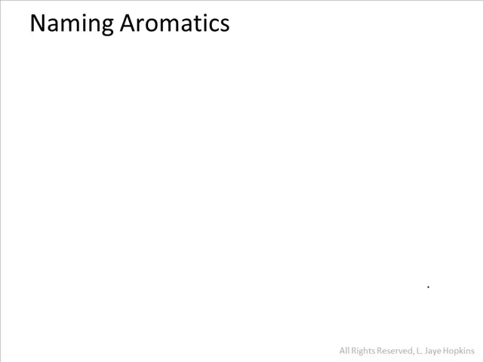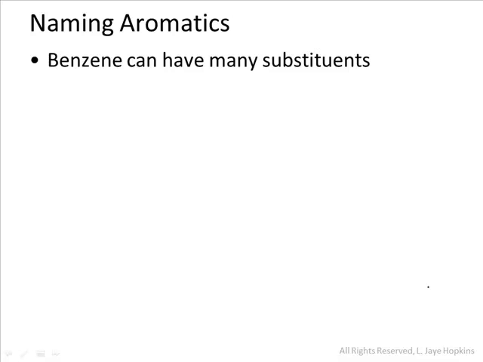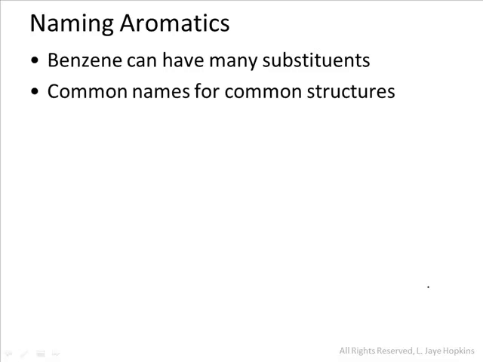So let's talk about how to name these aromatics. Obviously, if you're looking at a benzene molecule, its name is simply benzene. But benzene itself can also have many substituents. The most common aromatics have very common names, and in fact the more complex a molecule is, the more likely it is we just refer to it by a common name. I want to show you some of the most common aromatics and their names, and before I do that, let me assure you you're not memorizing all of these today, or tomorrow for that matter.